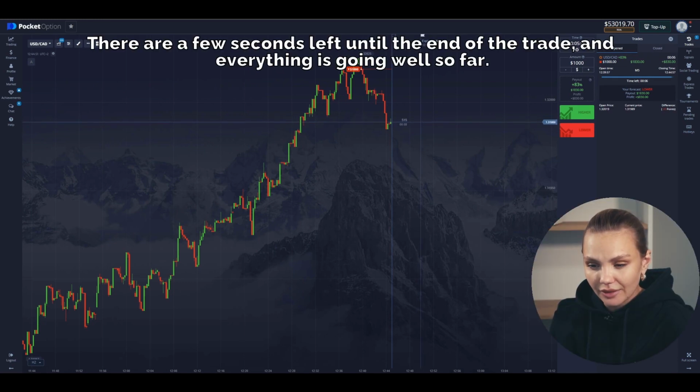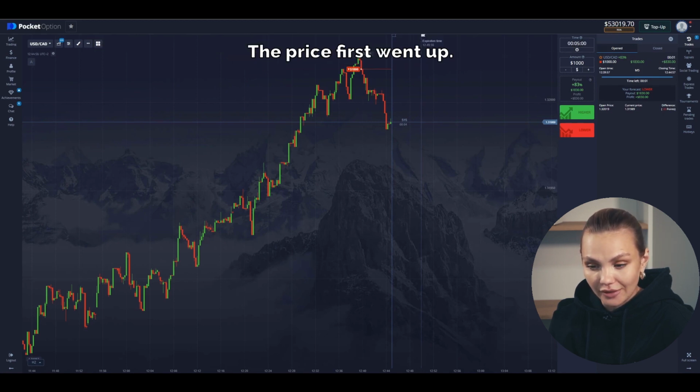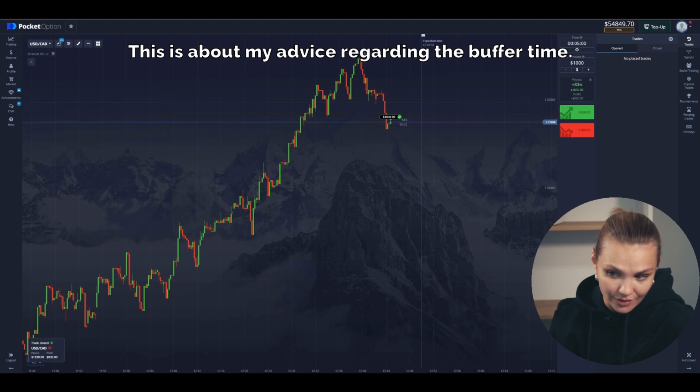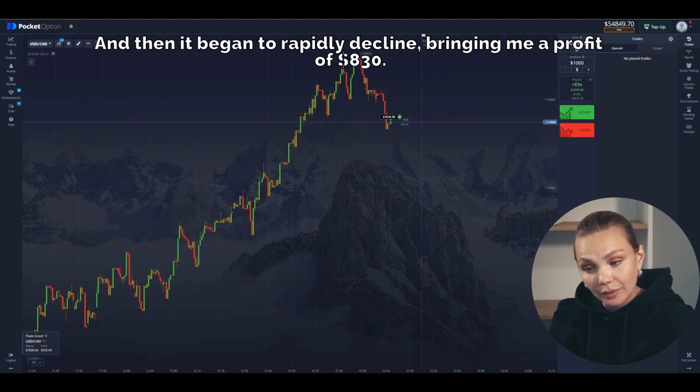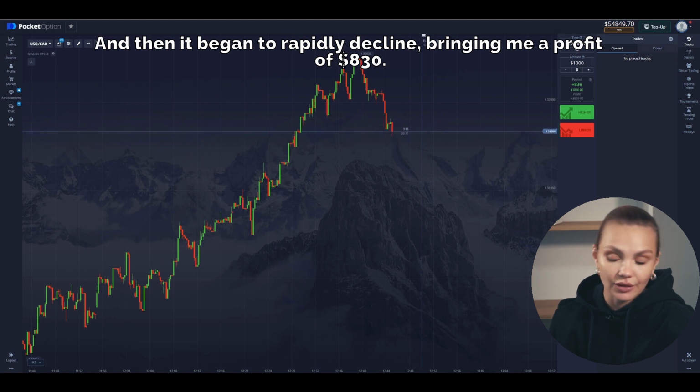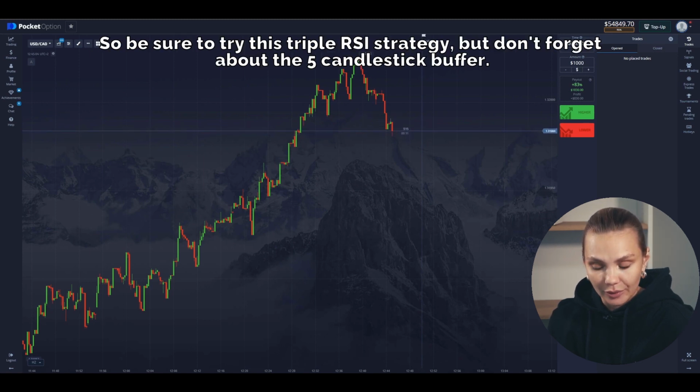There are a few seconds left until the end of the trade, and everything is going well so far. The price first went up. This is about my advice regarding the buffer time. And then it began to rapidly decline, bringing me a profit of $830. So be sure to try this Triple RSI strategy, but don't forget about the 5 candlestick buffer.